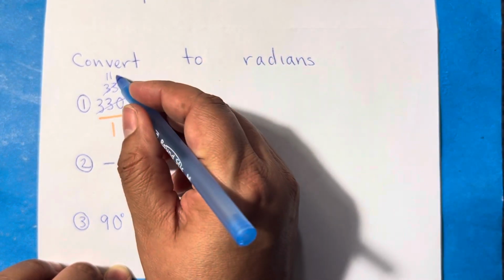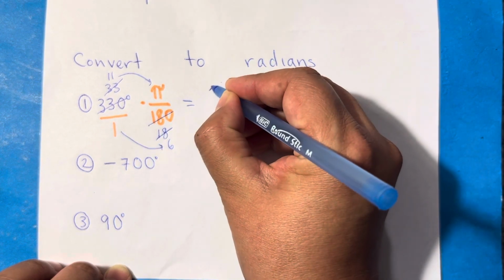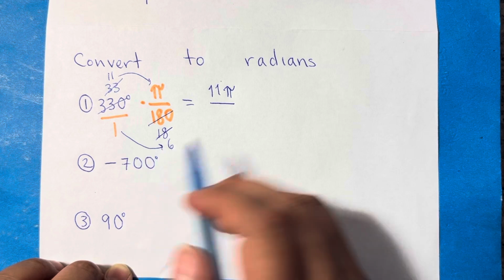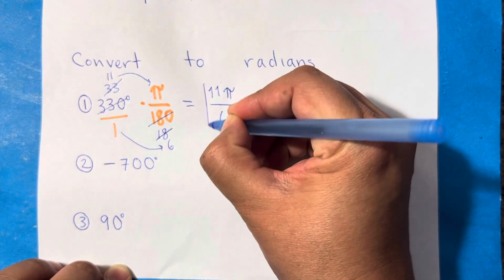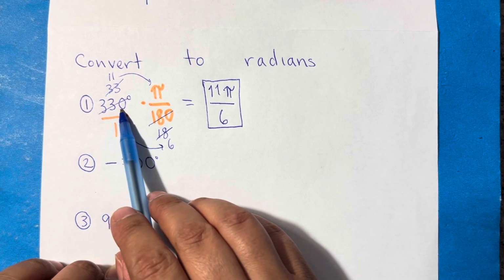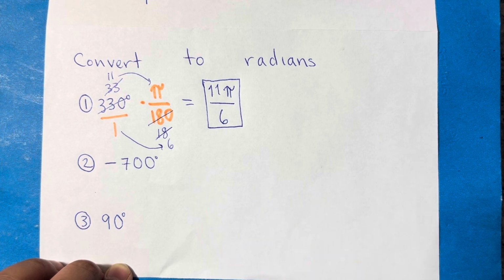So now I'm able to multiply straight. And so 11 times pi is 11 pi over 1 times 6, 6. So this is my answer in radians. So 330 degrees is the same as 11 pi over 6 radians.